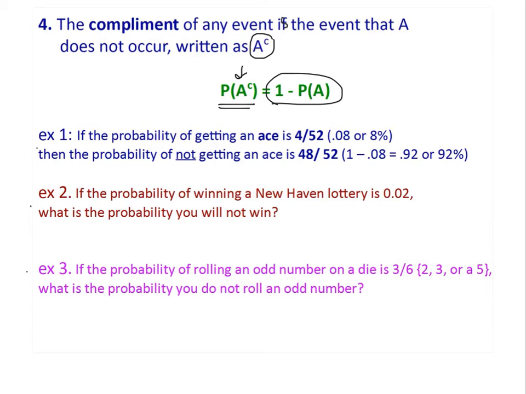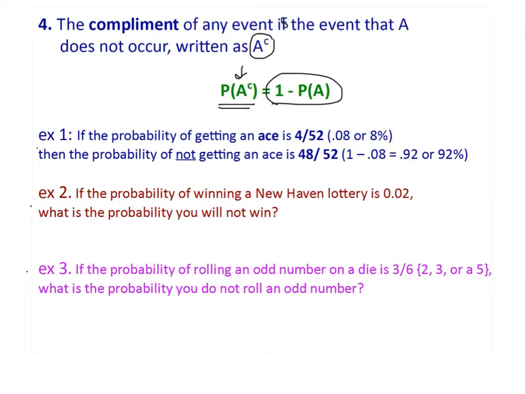So we have 3 examples down here we're going to look through. The first one is done for us. It says if the probability of getting an ace, think back to a deck of cards, there's 4 aces in a deck of 52. So if the probability of getting an ace is 4 out of 52, or 0.08, which is 8%, then the probability of not getting an ace would be 48 out of 52, or 1 minus 0.08, or 92%. So these events, getting an ace and not getting an ace, have to add to 1, which is why I can do 1 minus the probability of getting an ace.